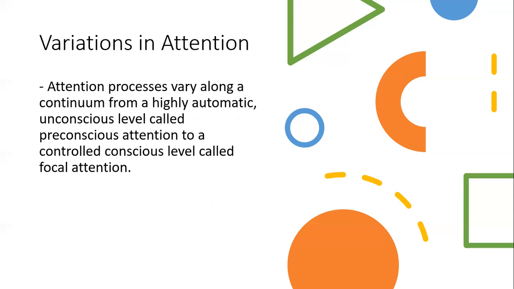Now, variations in attention, class. Attention processes vary along a continuum from a highly automatic, unconscious level called pre-conscious attention, to a controlled, conscious level called focal attention. As a consumer's interpretation processes shift from pre-conscious attention toward focal attention, greater cognitive capacity is needed, and the consumer gradually becomes more conscious of paying attention to a stimulus. At a focal level, attention is largely controlled by consumers who decide which stimuli to attend to and comprehend based on what goals are activated. As attention processes reach focal levels, comprehension begins to involve sense-making processes for constructing meaning. This summarizes the differences in levels of attention.